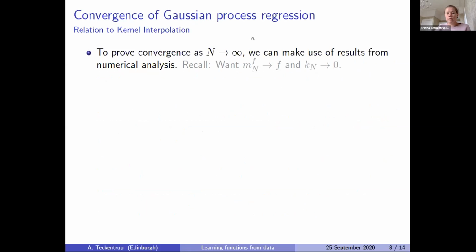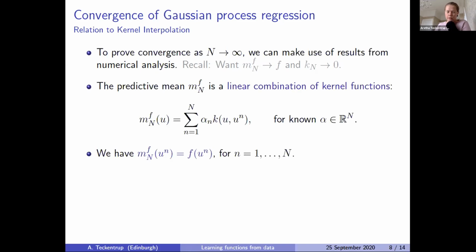So just to recall, what I want to show is that we get posterior consistency in the sense that the mean of the Gaussian process posterior, so the mean of my posterior distribution on f given y, tends to the true function f, and the variance of the posterior goes to 0. Right? So then the posterior concentrates around the true function f. And to prove that, we can actually use some results from numerical analysis.